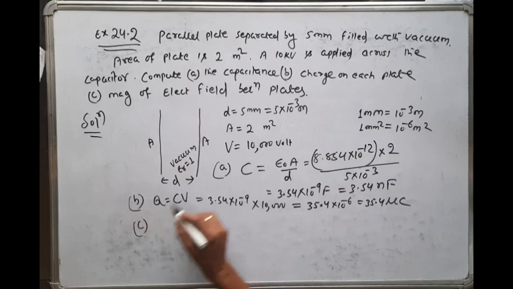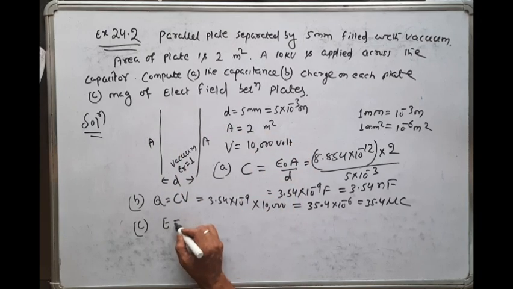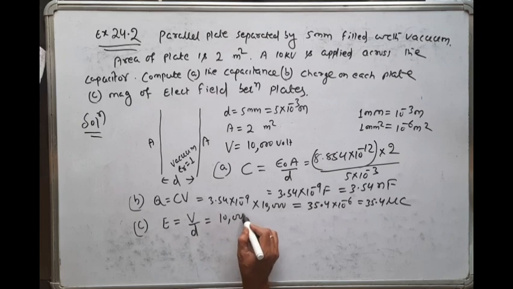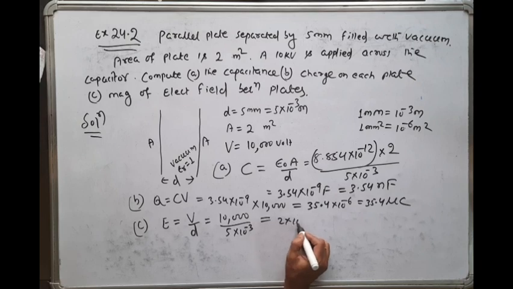Next, the third part: what is the electric field between the two plates? We know electric field intensity is equal to what? V by D. V is equal to 10,000, and the distance of separation is equal to 5 into 10 to the power minus 3. If you divide, you will get 2 into 10 to the power 6 volt per meter.